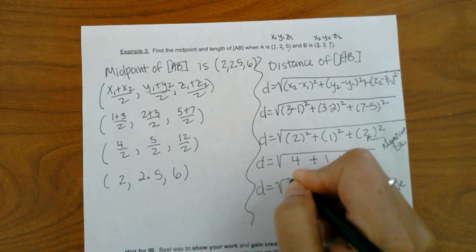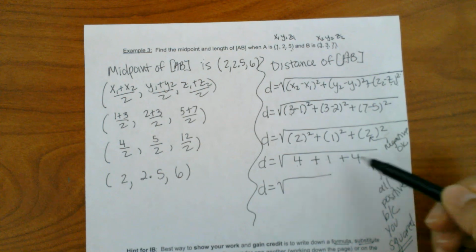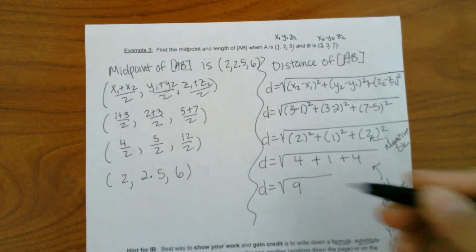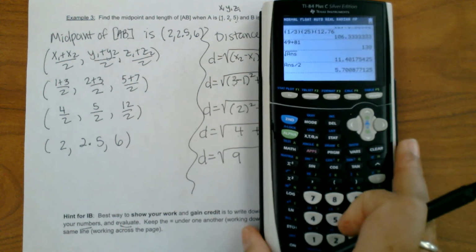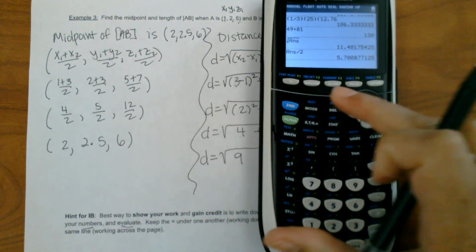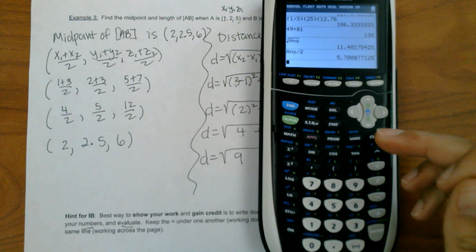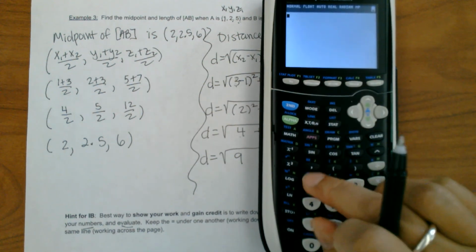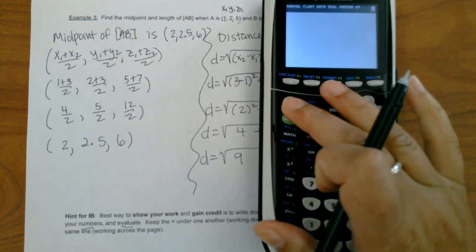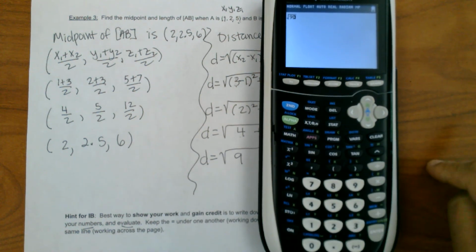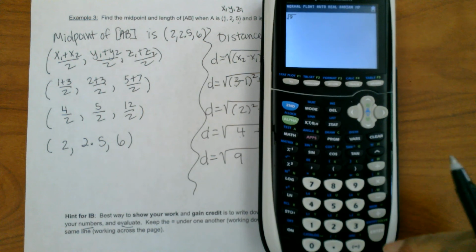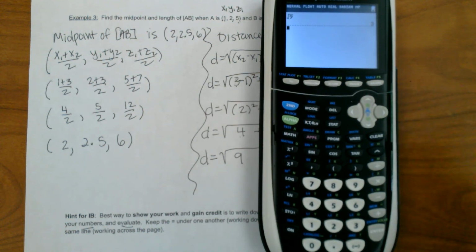Let's move on. Square root of 4 plus 1 plus 4 is 9. Square root of 9, you can do that on the calculator if you forgot how to do square roots, or if you know what number times itself gives you 9. So here's the square root button down here. It is a second key. So that's the square root right above the x squared, and you put 9. So now what number times itself gives you 9? You're right, 3 times itself.